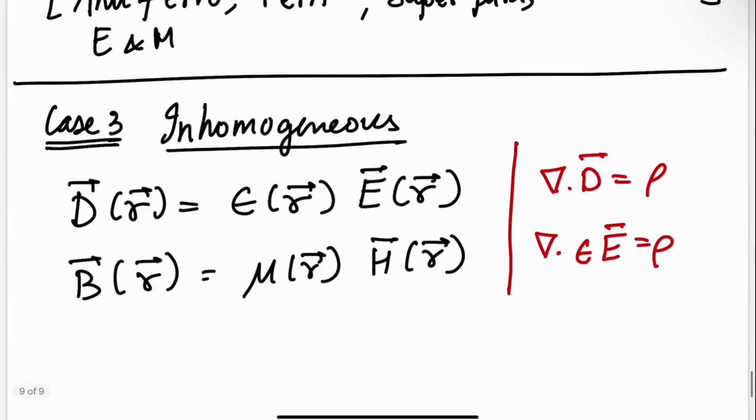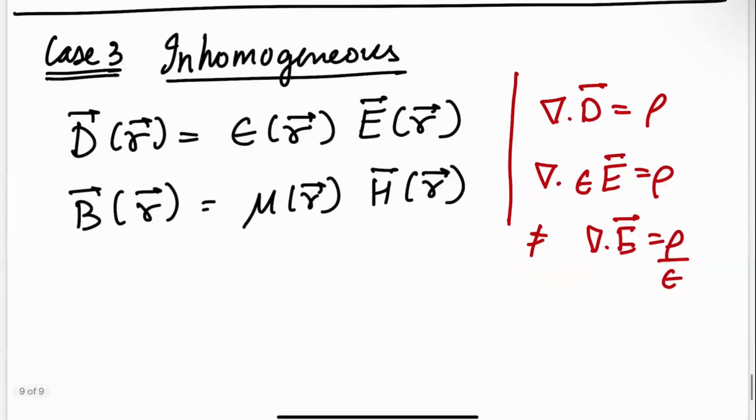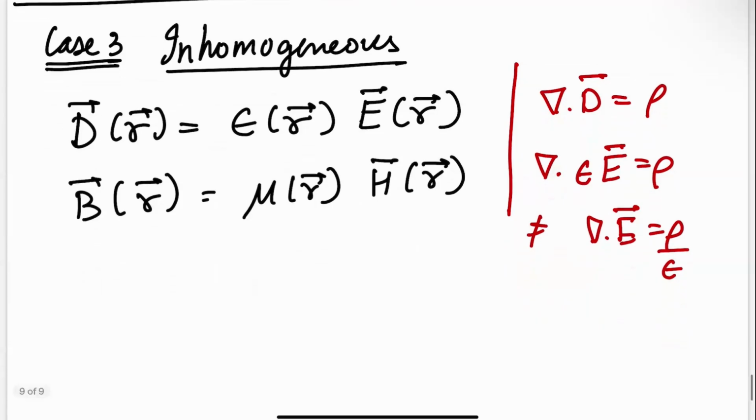You can't take this epsilon outside now, right? Because you have a divergence of two quantities that are functions of space. So you have to apply a vector identity here. So this is not equal to epsilon times the divergence of E equal to rho. So you can't actually write divergence of E is rho over epsilon here. Right, so it makes things a little bit more complicated, and we'll treat the wave equation, things like that, sometimes under this inhomogeneous condition.